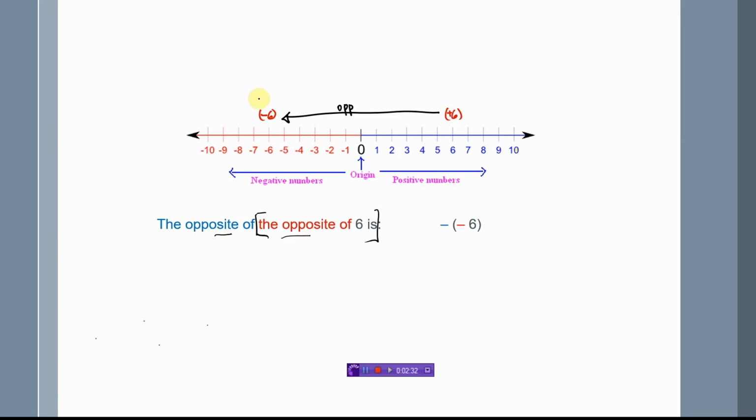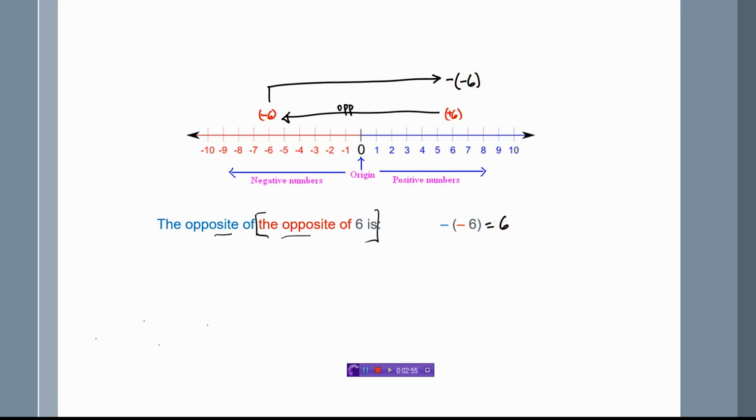But I want now the opposite of negative 6. So what is the opposite of minus 6? Starting here, I'm going to the opposite of minus 6, but we have ended up in the same position as 6. So this is where we see that two negatives gives us a positive.